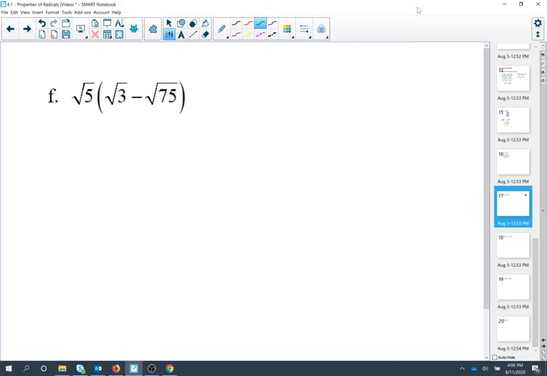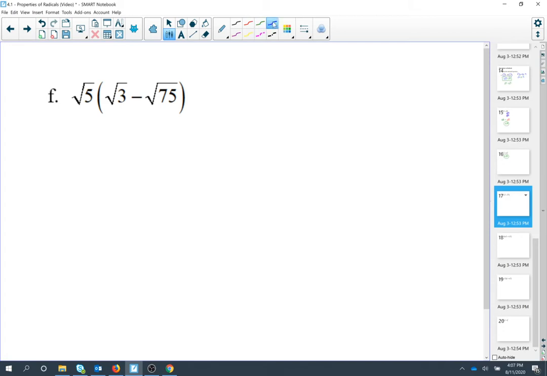Now that we know how to add and subtract radicals, we're now going to move on to multiplying radicals. So letter F, we're first going to start with the square root of 5 times the square root of 3 minus the square root of 75. Now, once again, there's a couple of different ways to do this. If you figure out a different way to do it that you like better, be my guest. But this is the way I'm going to go about it.